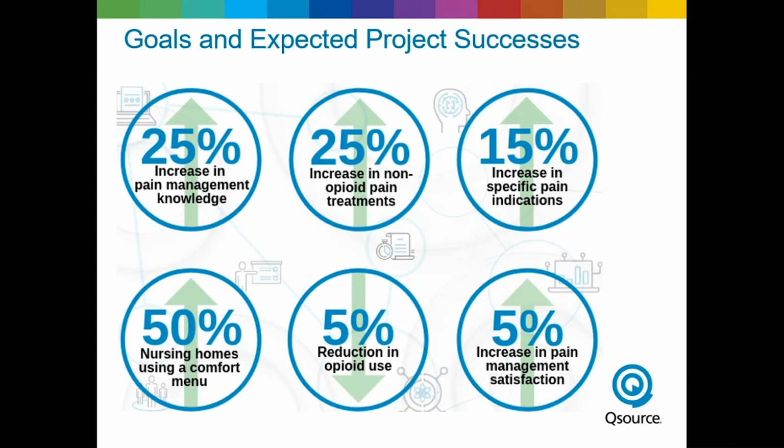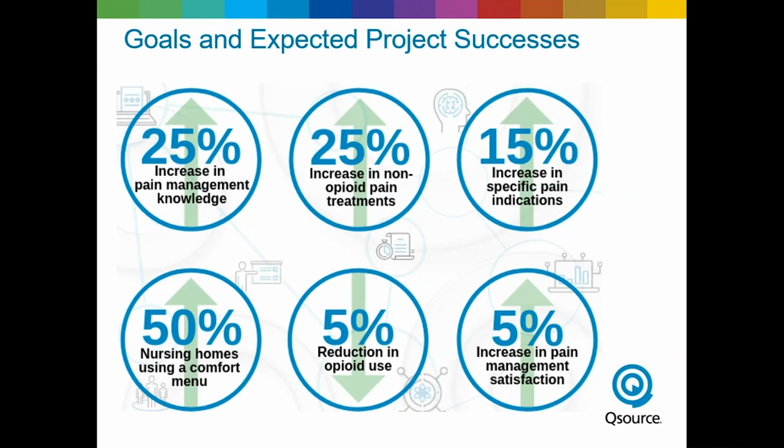Next is a 15% increase in specific indications. We actually blew that one out of the water with phase 1. So we're really cheering for you all to be able to exceed that 15%, but we'll work with you on checklists and other types of interventions that we can put in place that will focus on that. Next is at least 50% of participating homes utilizing their comfort menu. Once again, we hope we can get even closer to 100%, but we will be working with you on getting those comfort menus in place to support that goal.